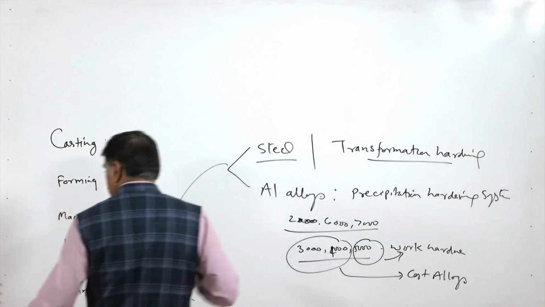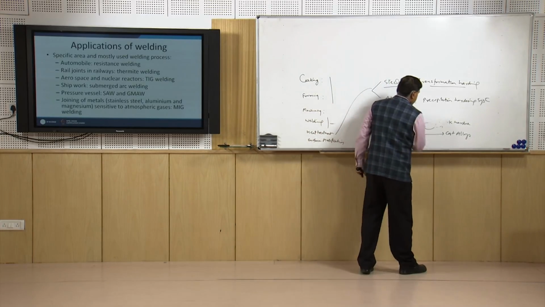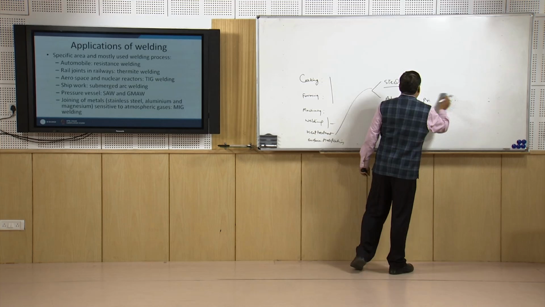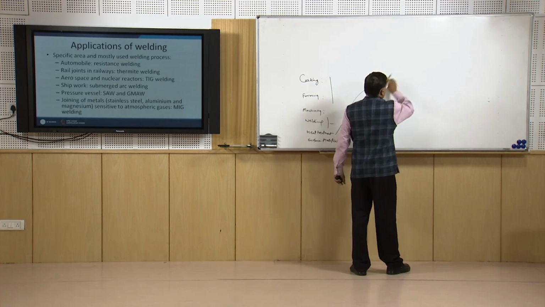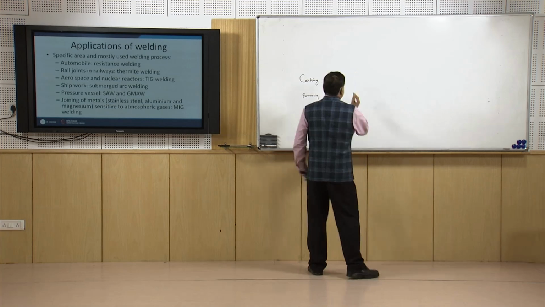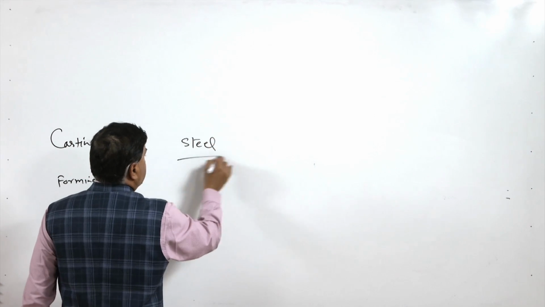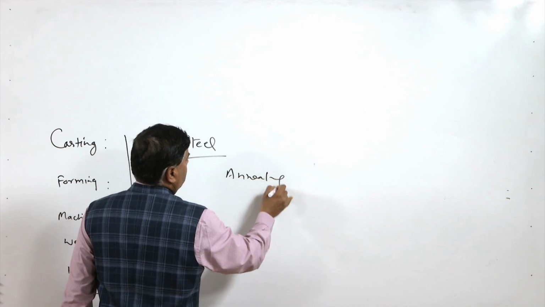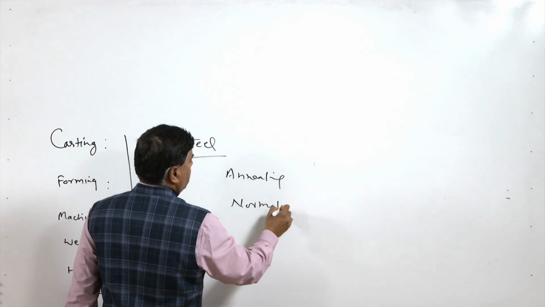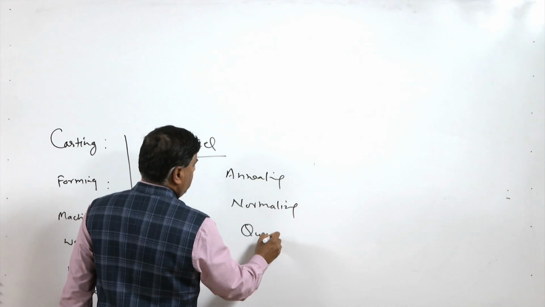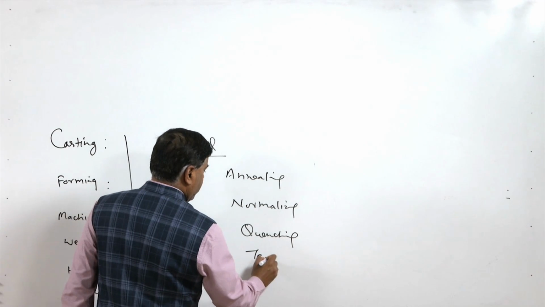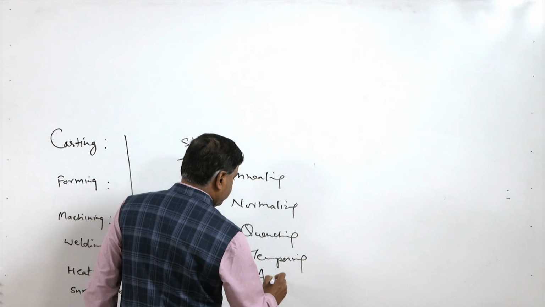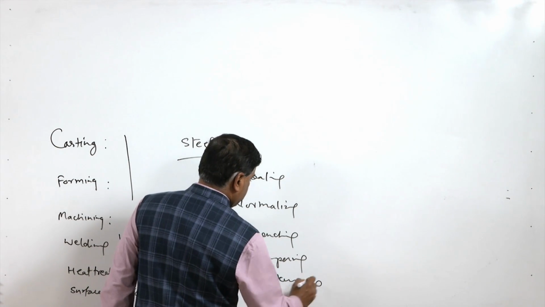So, basically among the heat treatable systems, I will try to talk about the transformation hardening systems and the precipitation hardenable systems. We will talk first about the heat treatment of steels. The normal heat treatment processes are annealing, normalizing, quenching, tempering, then austempering and martempering.